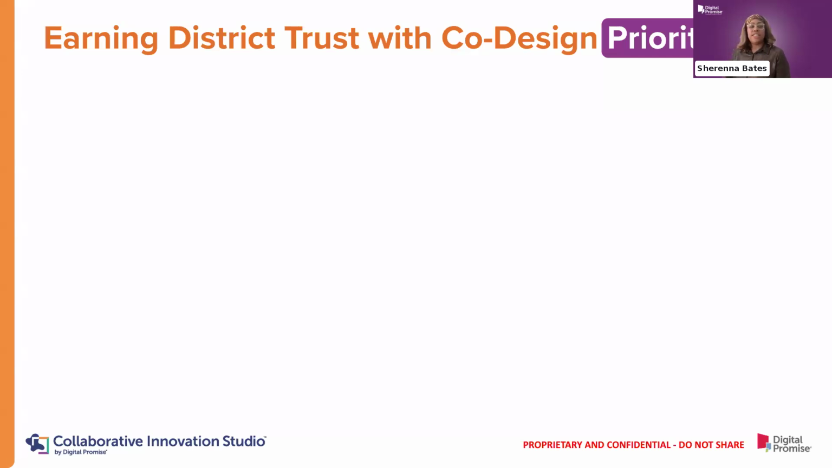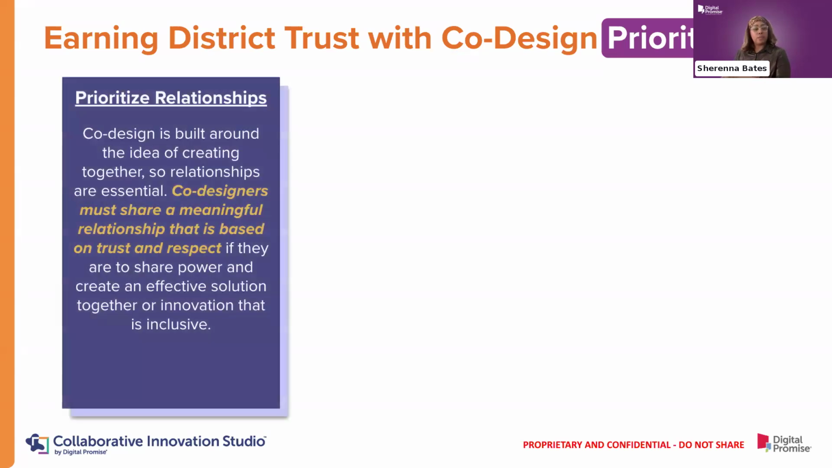So when we talk about earning district trust and the co-design priorities, if we're going to design solutions that best meet the needs of districts, based off of the very contextualized needs that districts have, right? Very diverse needs. If we're going to do that, we first obviously have to earn their trust. And we do that by centering 3 co-design practices. The first is around prioritizing relationships. This really means that the co-designers have to share a meaningful relationship based on trust, based on respect, and really working together to solve problems.